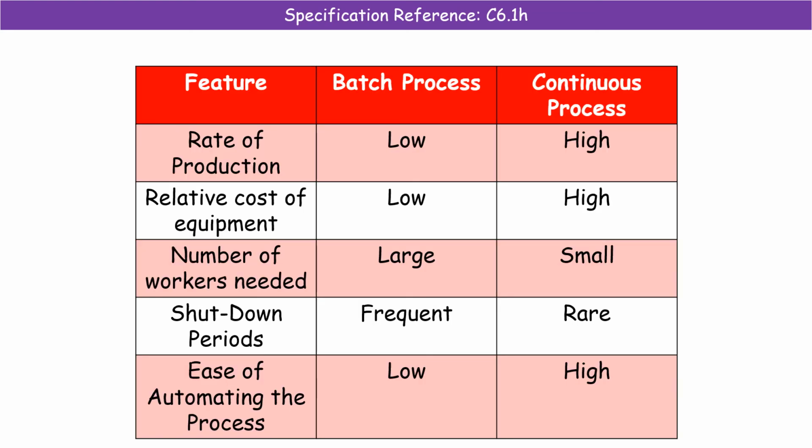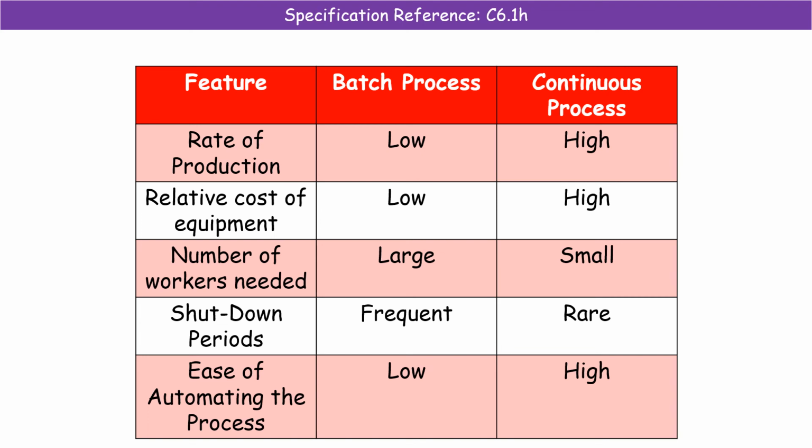Here's a little table that just summarises some of the key points about batch and continuous process. So if you have a little look, our key features are down the left hand side there. So rate of production, relative cost of equipment, number of workers needed, shutdown periods, and the ease of automating the process. And by that we mean, can we let computers do a chunk of it for us, not humans?